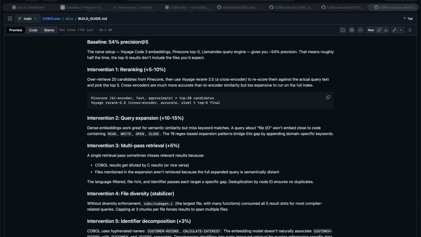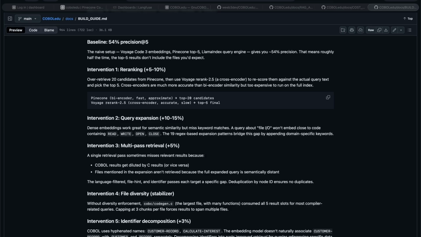Second intervention, query expansion. Dense embeddings are great for semantic similarity, but if you ask about file I/O, the embedding doesn't naturally land near code containing read, write, and open. I added 19 regex-based expansion patterns that bridge that gap. That pushed us up to 74%, but then I added metadata filtering and it actually regressed us back to 66%. Turns out that overexpanding adds noise, but the eval pipeline caught that immediately.